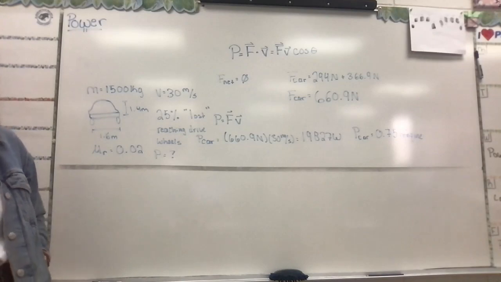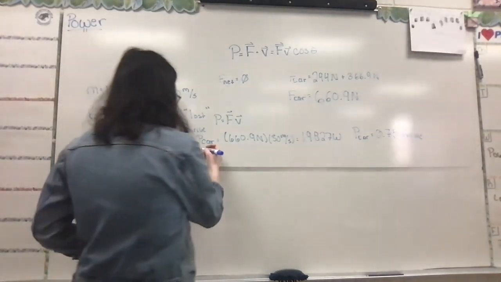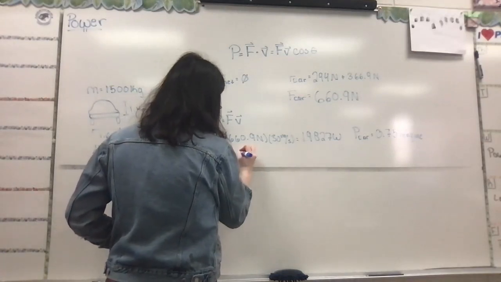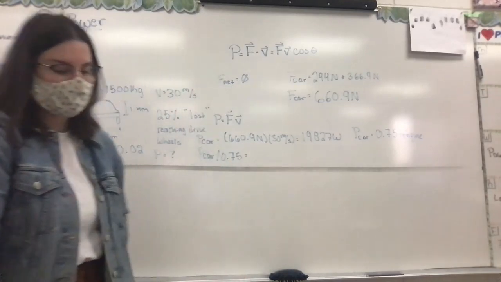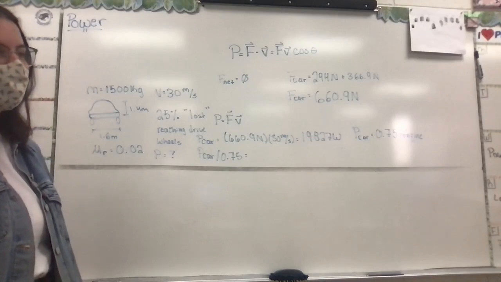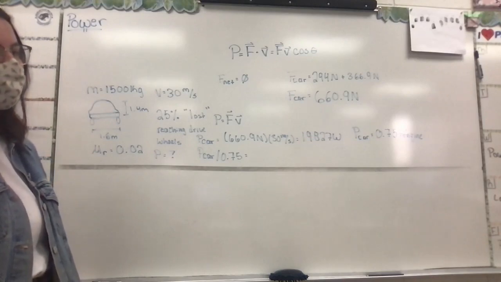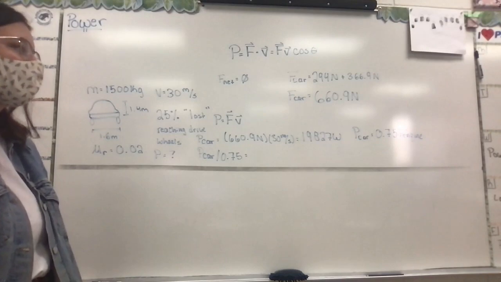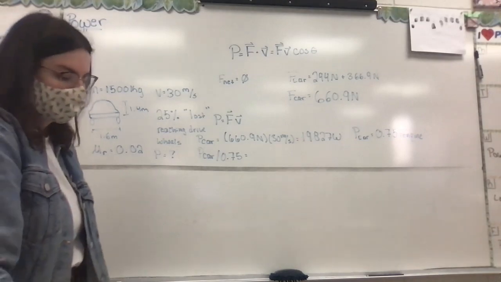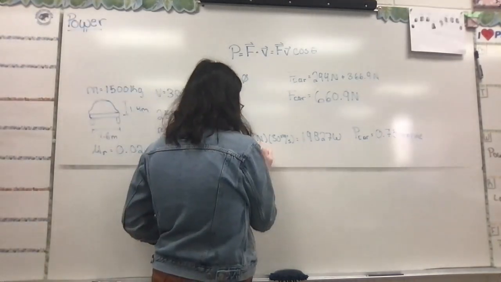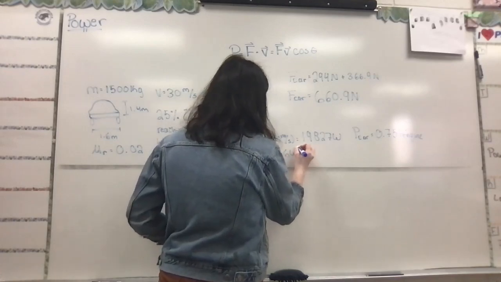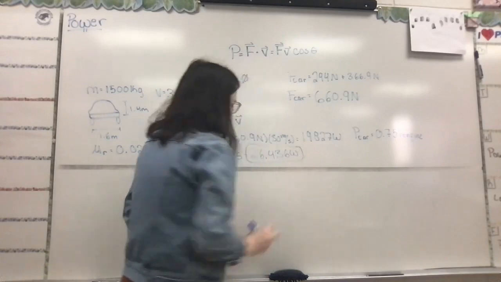So how would we find the power of the engine? Power of the car divided by 0.75 to get the power of the engine. Should this be bigger or smaller than the power of the car? It should be bigger because 25% was lost for the power of the car. So we want this total. What'd you get? 26,436 watts. That's the answer.